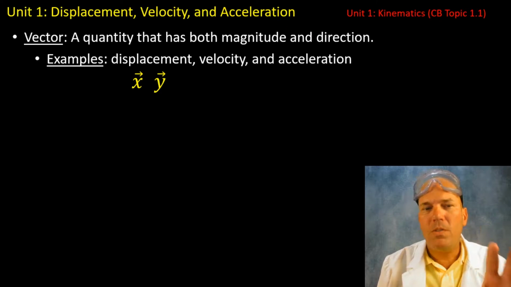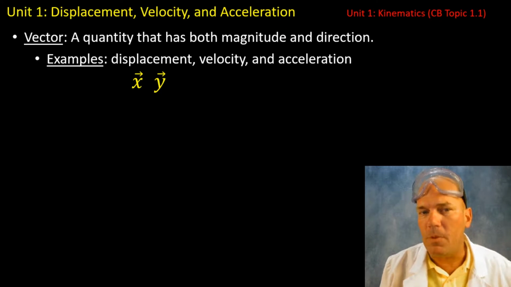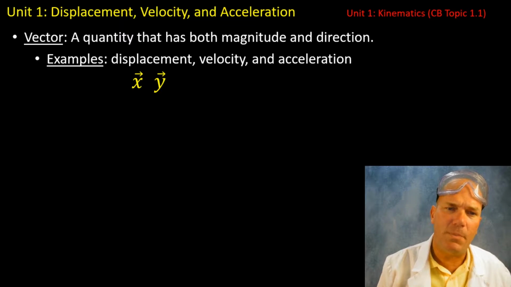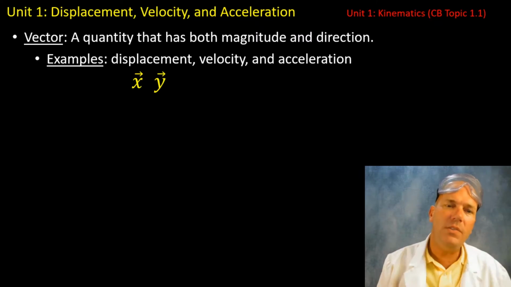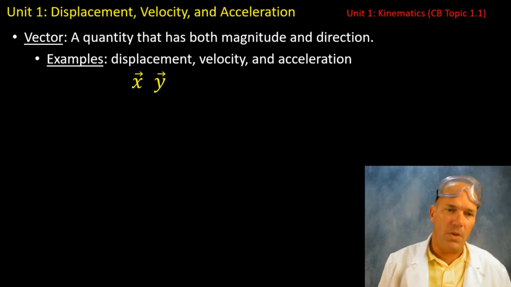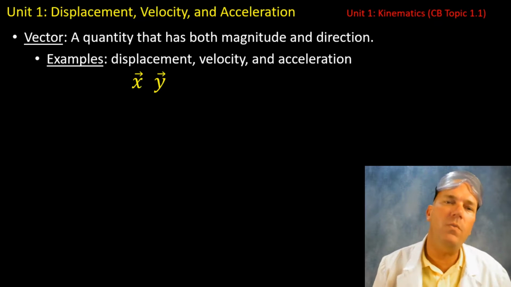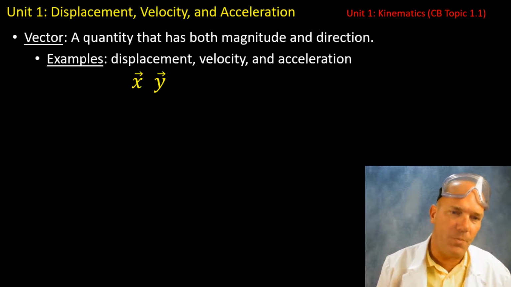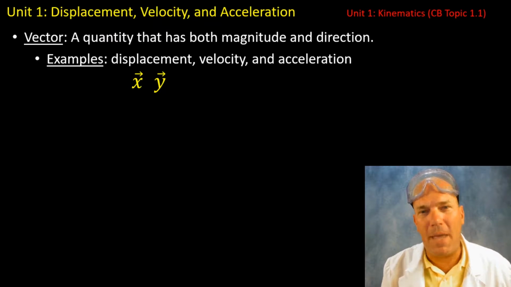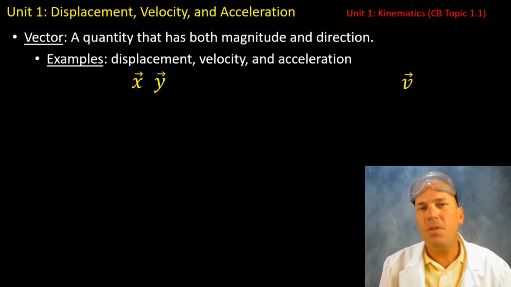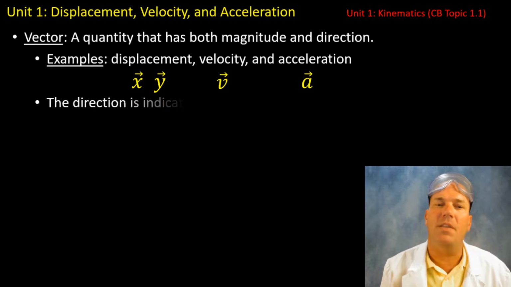Now, horizontal and vertical displacement are denoted with different variables. Horizontal displacement is denoted with an x, whereas vertical displacement is denoted with a y. Also notice, by convention, an arrow is placed over the variable to denote that these are vector quantities and have both magnitude and direction. We'll use a v for velocity and an a for acceleration.